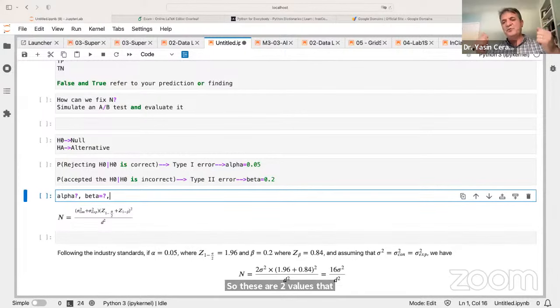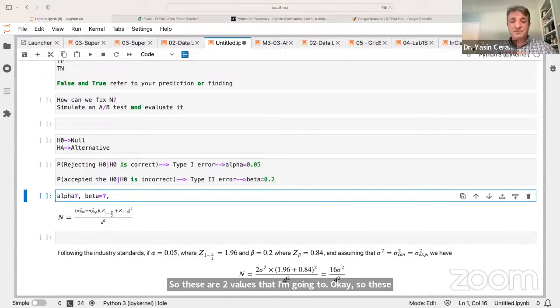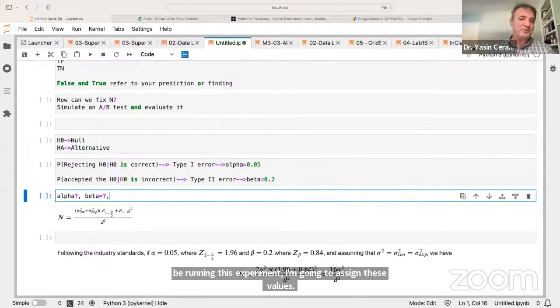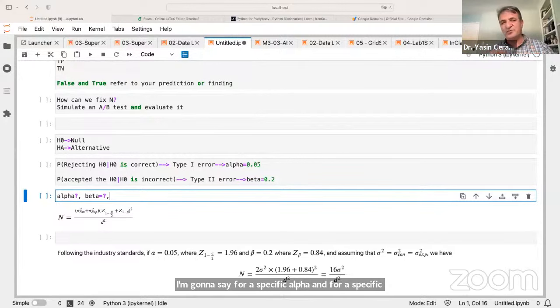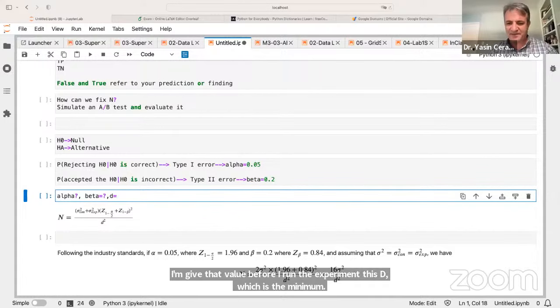These are two values that, as the person who's going to be running this experiment, I'm going to assign. I'm going to say for a specific alpha and for a specific beta value, I'm going to evaluate my test results. So one more thing that I need to make a decision on, I will give a value before I run the experiment, is D, which is the minimum effect.